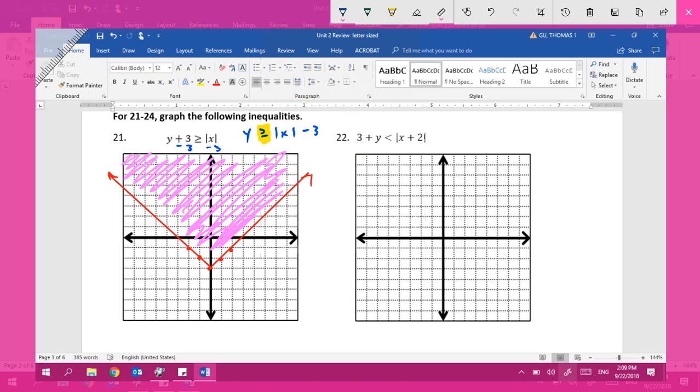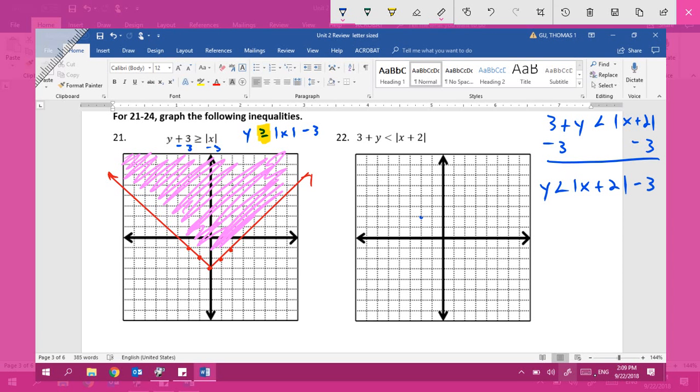So let me rewrite it on the right side over here. 3 plus y less than absolute value of x plus 2. So we're going to subtract 3 from both sides, and that's going to leave me with y is less than absolute value of x plus 2, minus 3. So let's graph the points first.